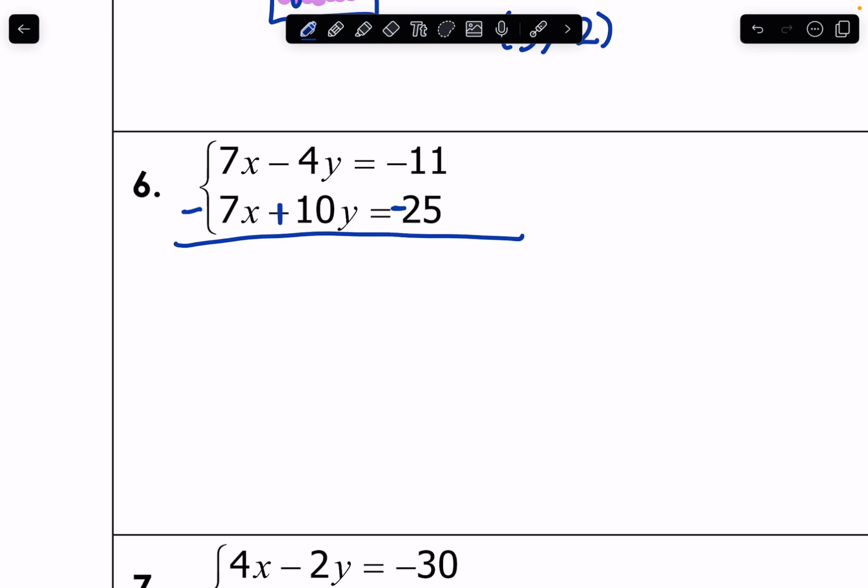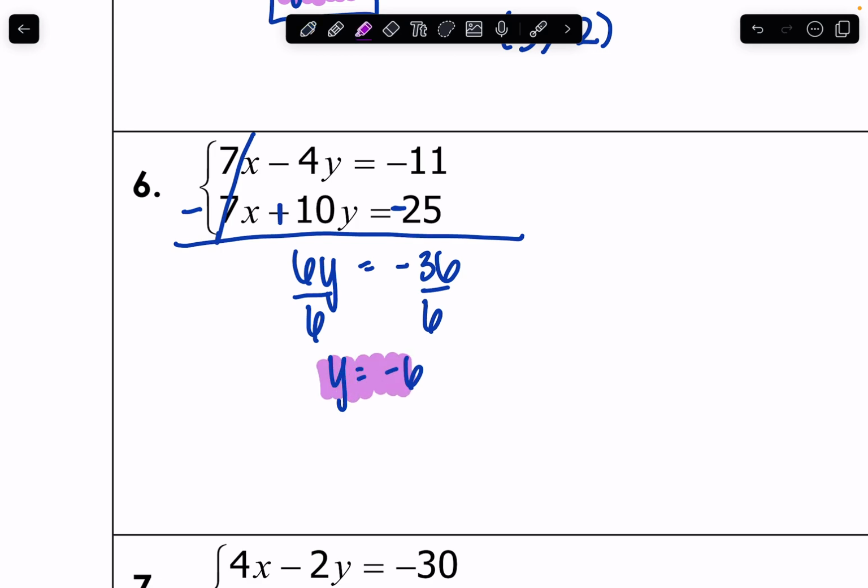So 7 minus 7 turns to 0. Negative 4 plus 10 is 6y. Negative 11 minus 25, because again, we're subtracting all of these things. Negative 11 minus 25 is negative 36. And so now we can just divide by 6 on both sides. So I get y equals negative 6. There's my first answer. Now I can plug this into either equation.